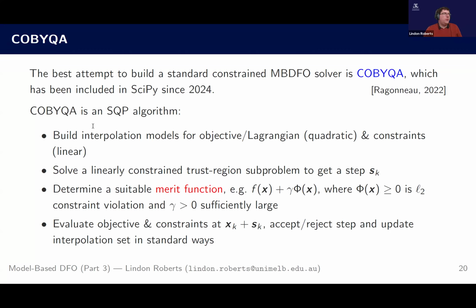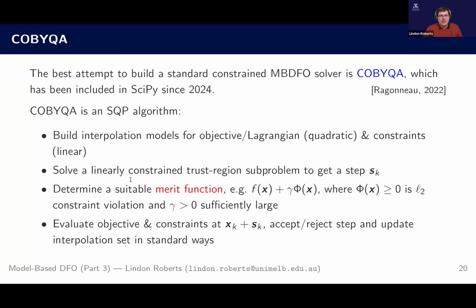What we do is we use the DFO type ideas to build interpolation models for both the objective and the constraints. Essentially, for SQP methods, you build a quadratic model for the objective and/or for the Lagrangian, and linear models for the constraints. The constraints are also assumed to be derivative-free. Then we solve a more complicated trust region subproblem. It's essentially got linear constraints from these linearized constraint models.